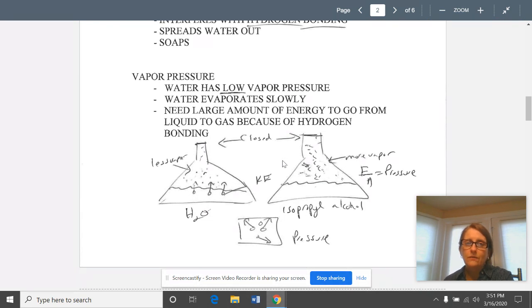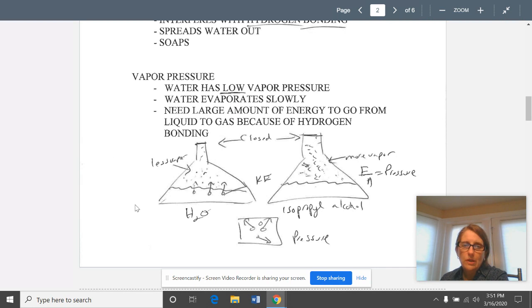So vapor pressure is another property of water. Water has what we call a very low vapor pressure, and because of that, it evaporates very slowly. That's very important because if we didn't have that, we wouldn't have liquid water on the surface of our planet. So we need a large amount of energy for it to break those forces.